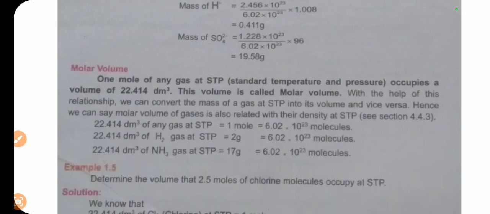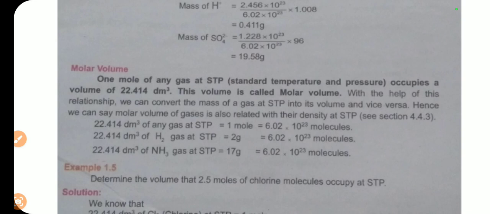What is molar volume? Molar volume is the volume present at standard temperature and pressure conditions. We call it STP. 1 mole of any gas contains 22.414 decimeter cube, or dm cube, of volume. This volume is known as molar volume. 1 mole of any gas contains that volume, and it's equal to the Avogadro number.